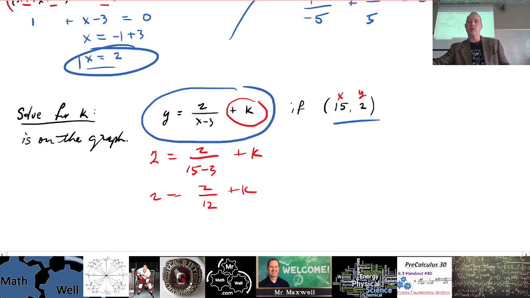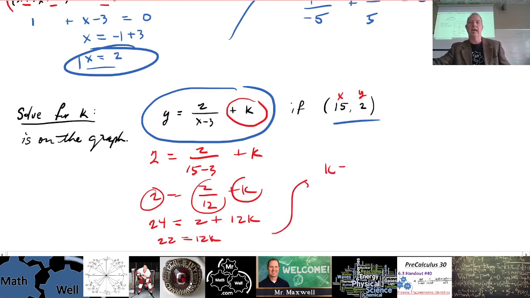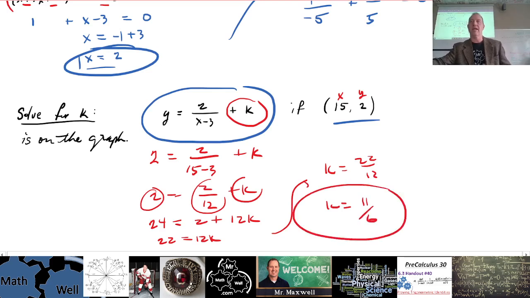You can multiply everything by 12 to get 24 equals 2 plus 12k. Okay, make sure you multiply everything by 12, each single term if you're going to do that. And let's subtract 2, so 22 equals 12k. Looks like here k equals 22 over 12. We'll simplify that to what? 11 over 6? So that would be our unknown k value. That's how much you'd have to move this graph upward in order for that point to be on that graph.